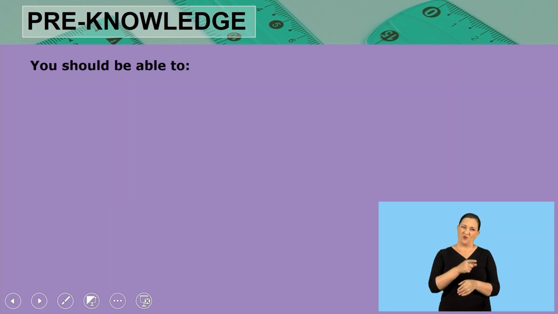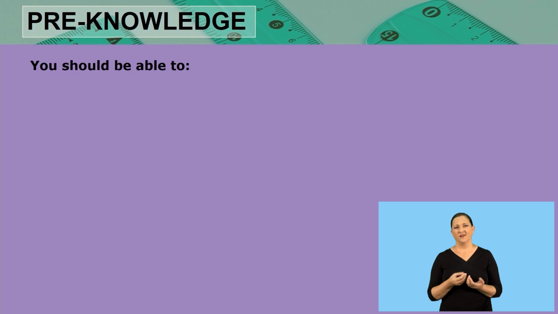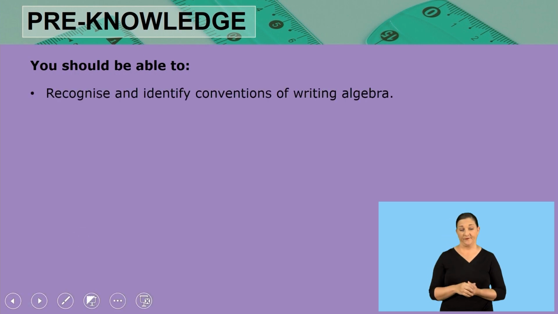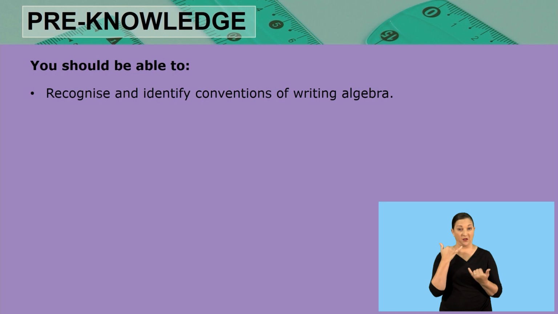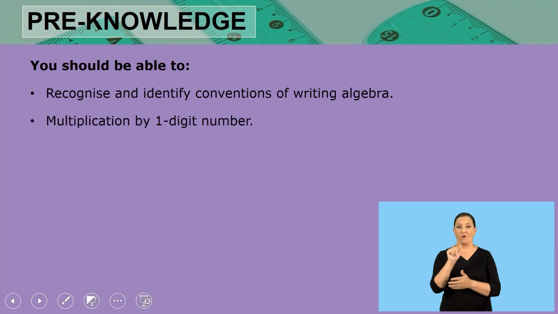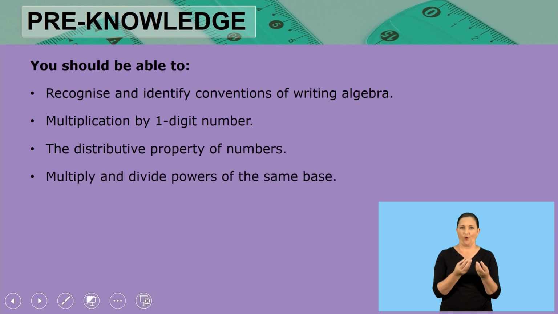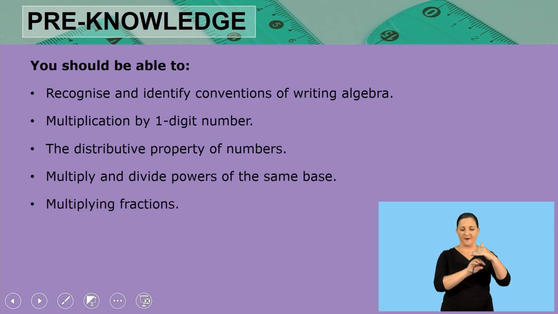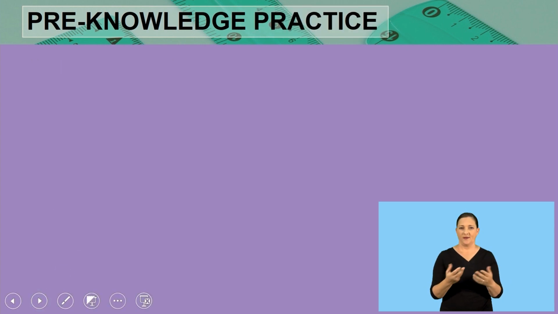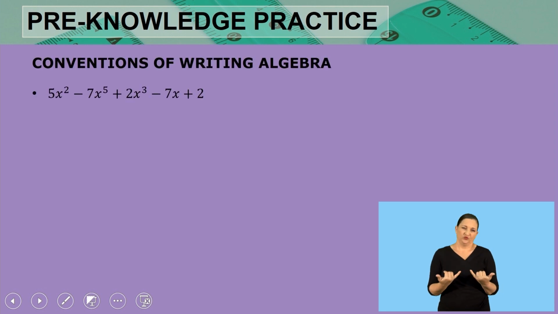Let's look at the pre-knowledge that you are supposed to have, or things that you should be able to do already. You should be able to recognize and identify conventions of writing algebra, multiplication by one-digit numbers, the distributive properties of numbers, and multiply and divide powers of the same base, as well as multiplying fractions. All right, let's do some practice.